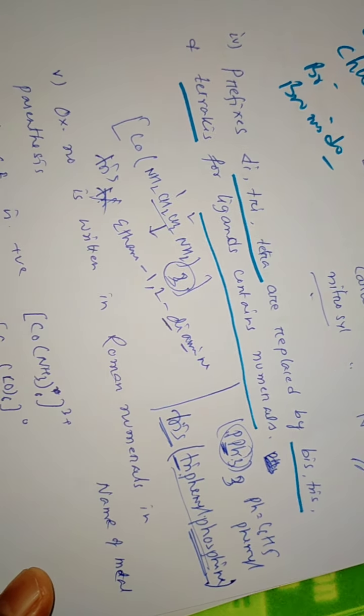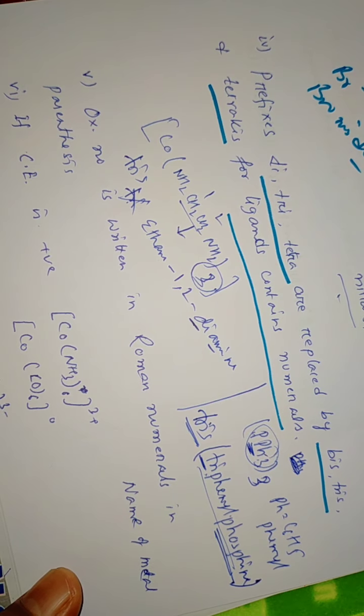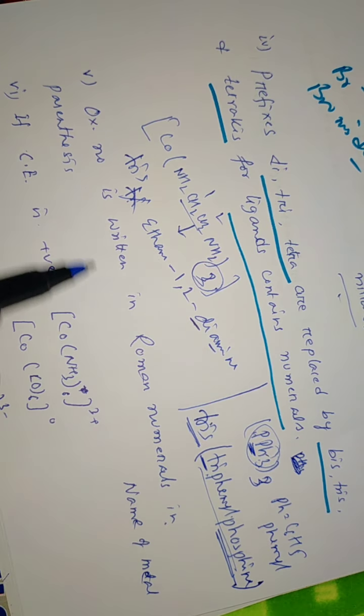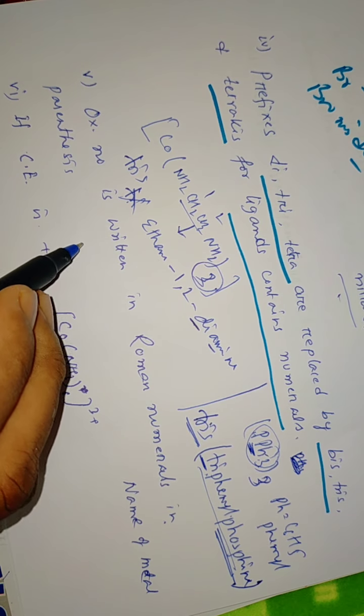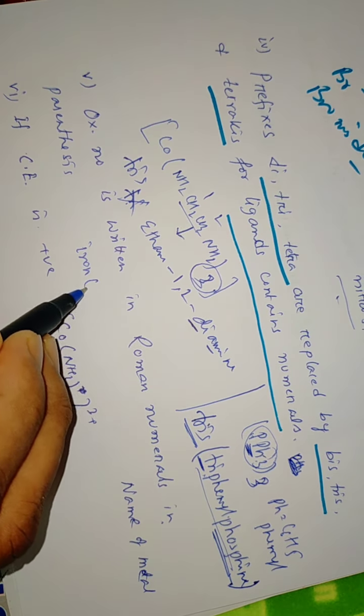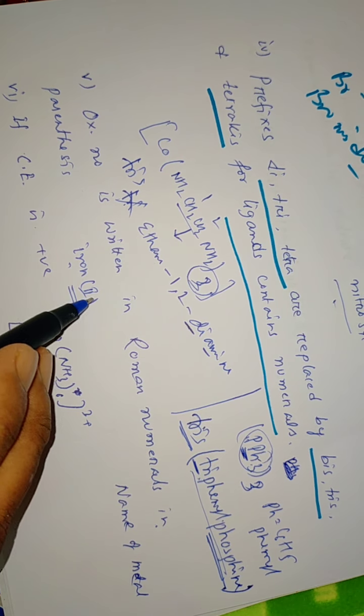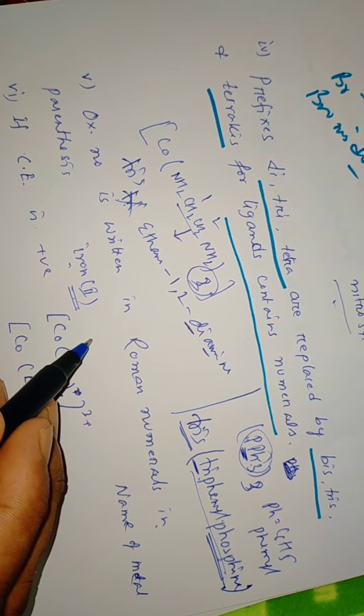So another rule in this one: oxidation number is written in Roman numeral in parentheses. If I write it, oxidation number of iron is 2, so for iron in parentheses we have to write Roman II in a complex.